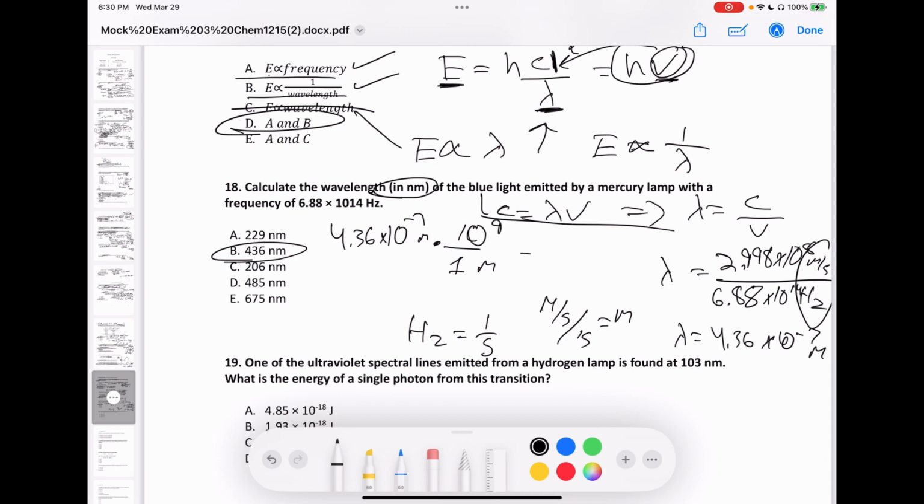Is 10 to the 9th nanometers, right? Because nanometers are really small, so that means there's going to be a lot of them in 1 meter. And that is going to be equal to, like you just probably could have guessed, 430 nanometers, which is answer choice B.